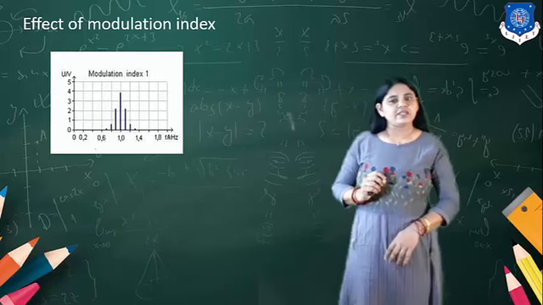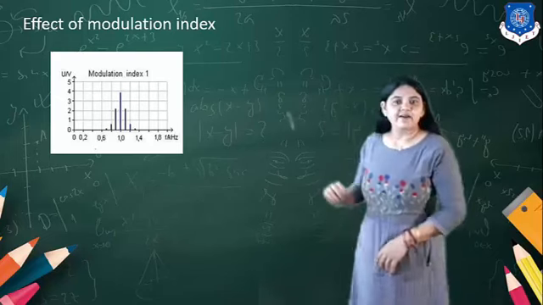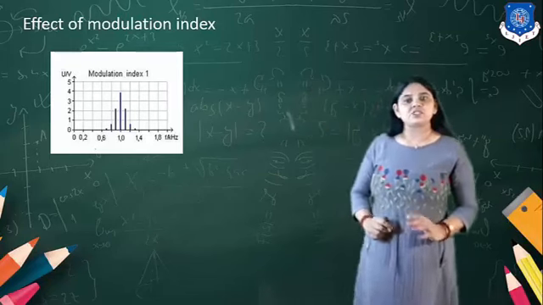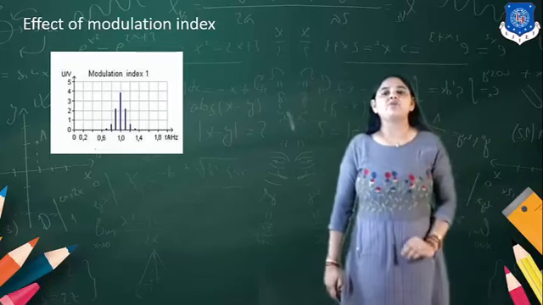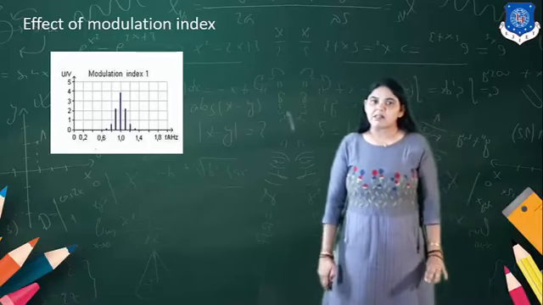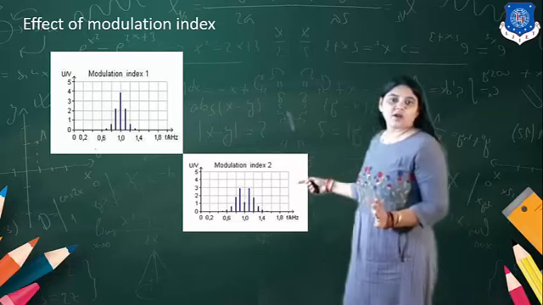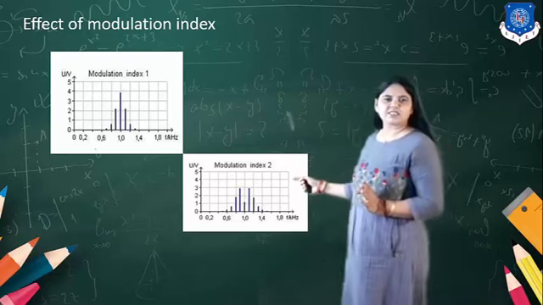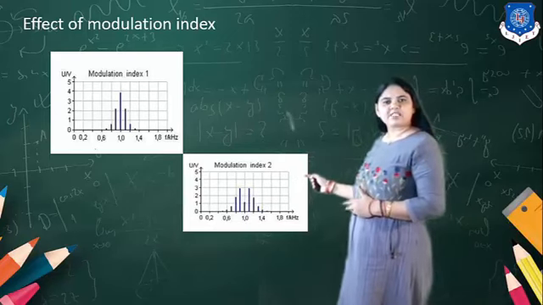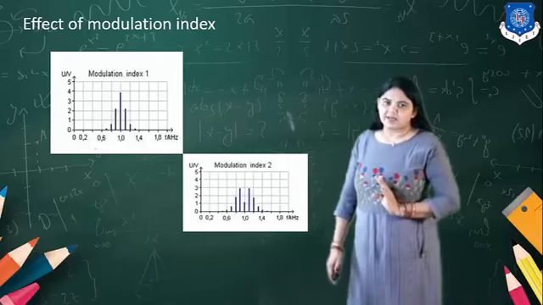Now here you can see in this diagram, if the modulation index is 1, you can see that there are two sidebands and one carrier signal, according to the Bessel table. Similarly, if the modulation index is 2, you can see that there are 3 USB and 3 LSB plus 1 carrier.